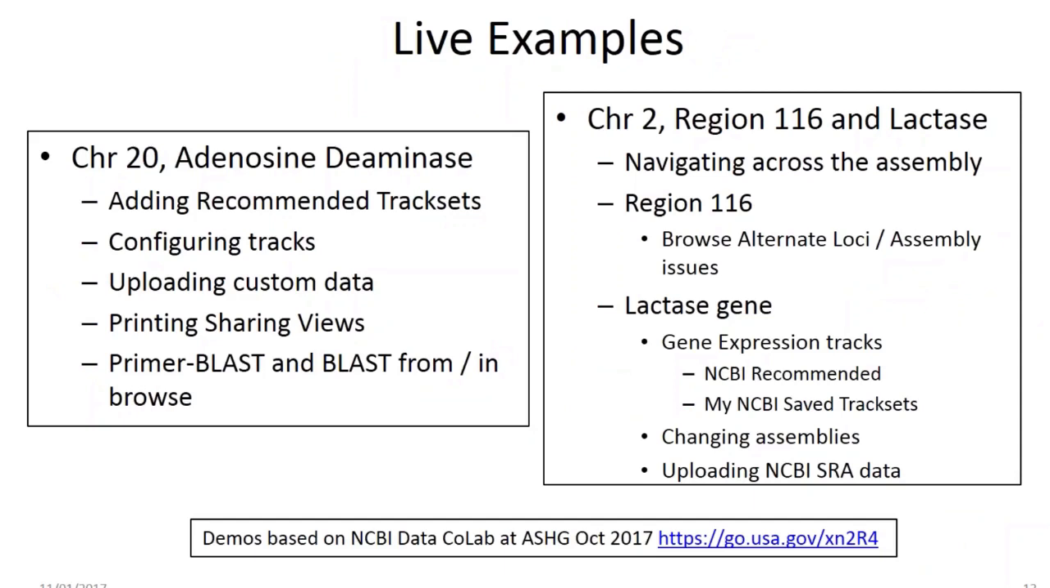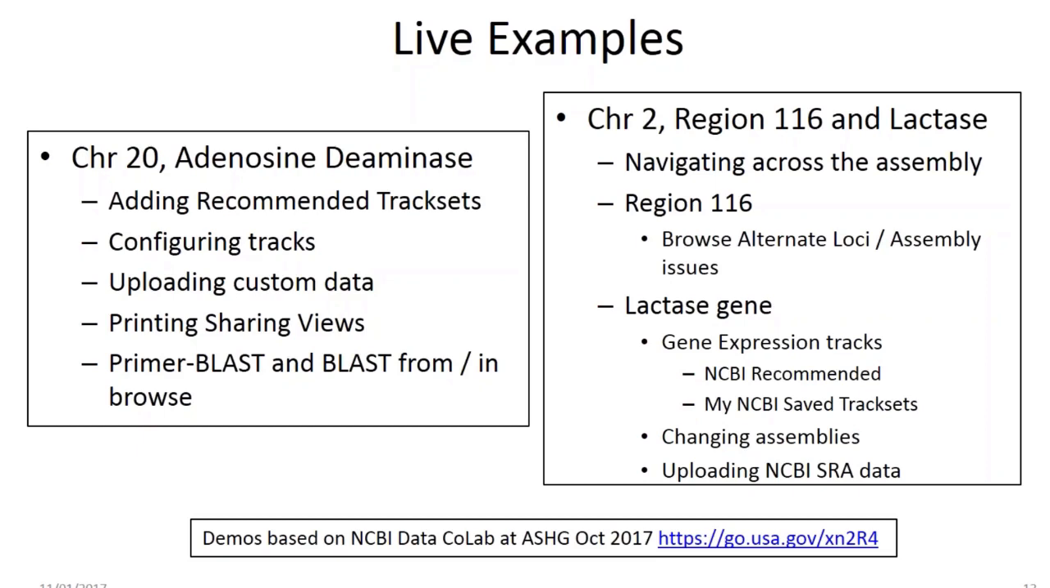I'm going to focus on 2 chromosomes, a couple of different things on one of them and one area on another one. The first thing we're going to do is look at the region surrounding the adenosine deaminase gene on chromosome 20. We're going to add some of the recommended track sets that NCBI has. We're going to configure the tracks that are there. We're going to upload some custom data. I'll show you how to print and share views from that.